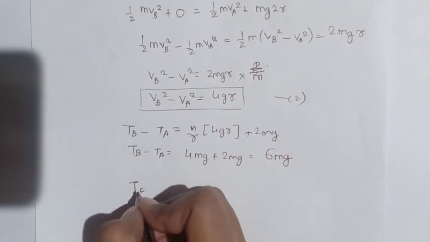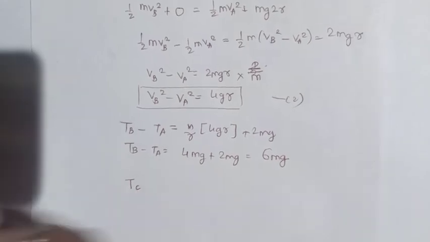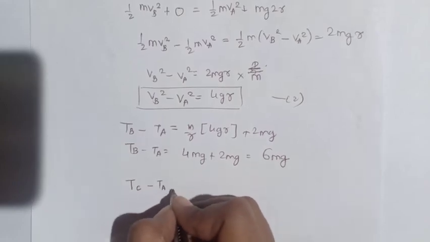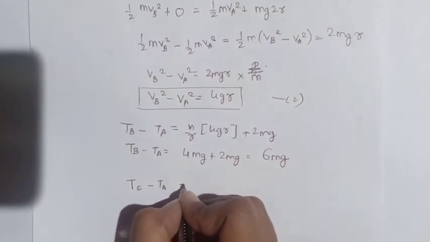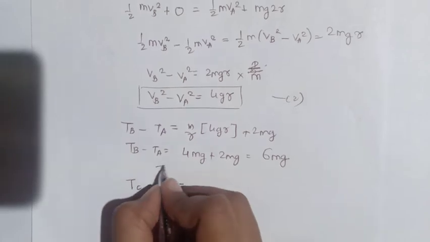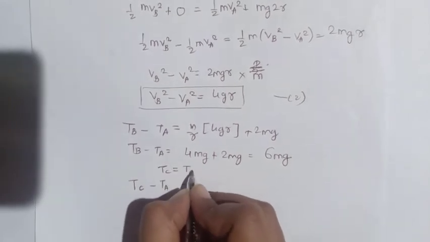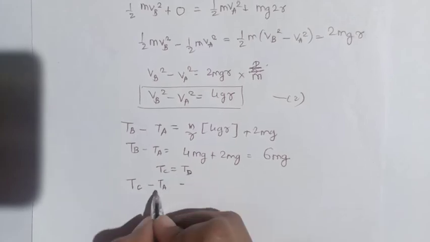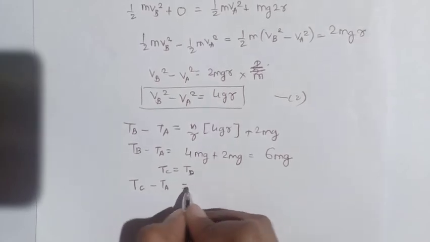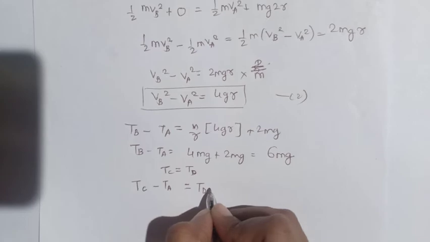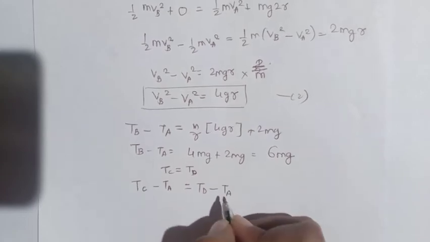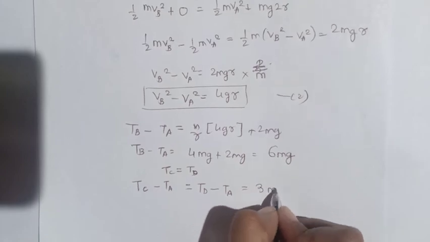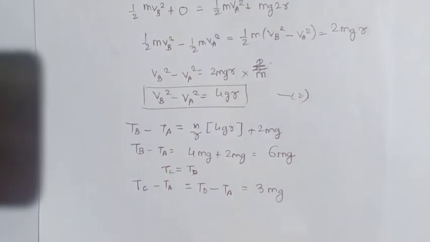Similarly, tension at C minus tension at A, because as we know tension at C will be equal to tension at D. When you subtract Ta, the tension at the uppermost position, you will get this kind of relation, which equals 3mg. This thing you have to prove.